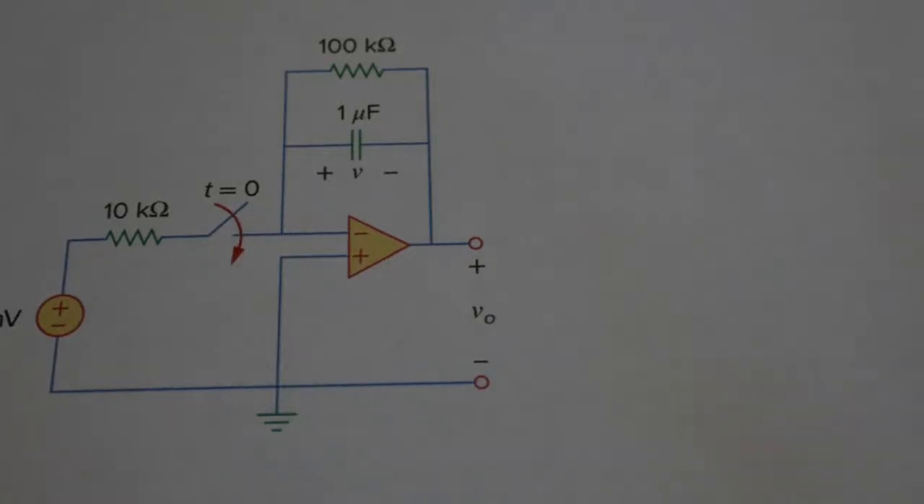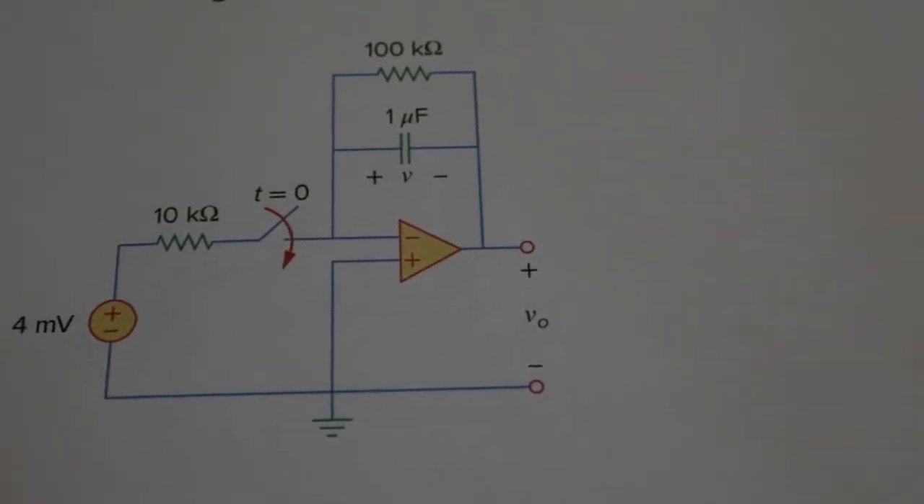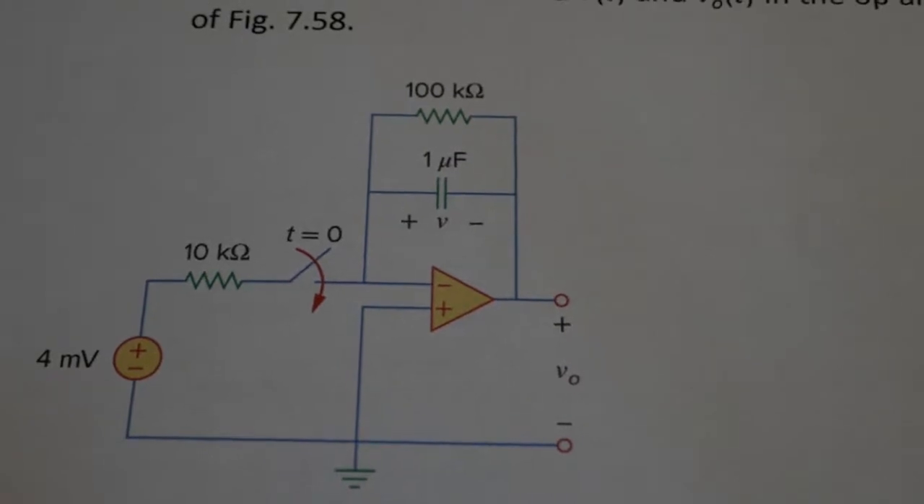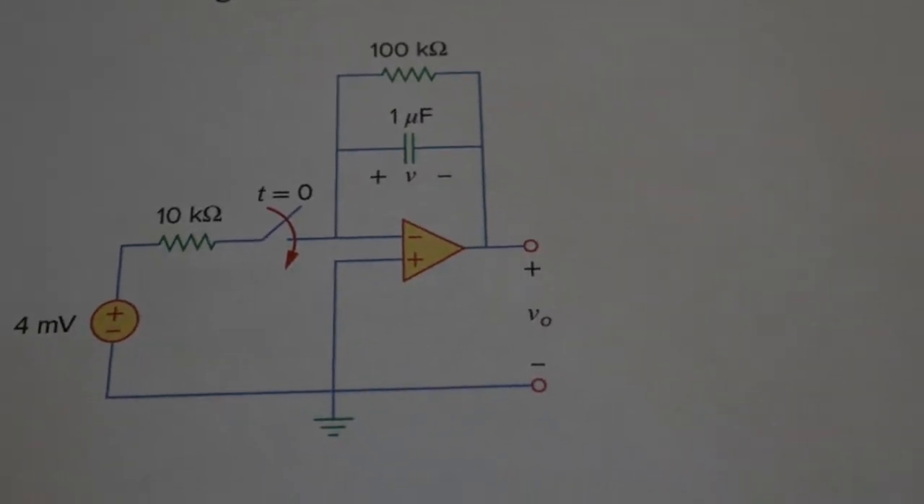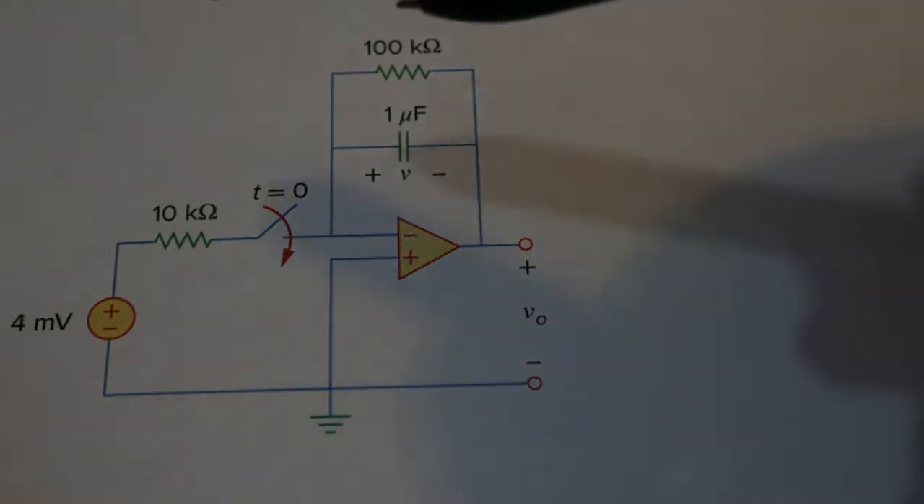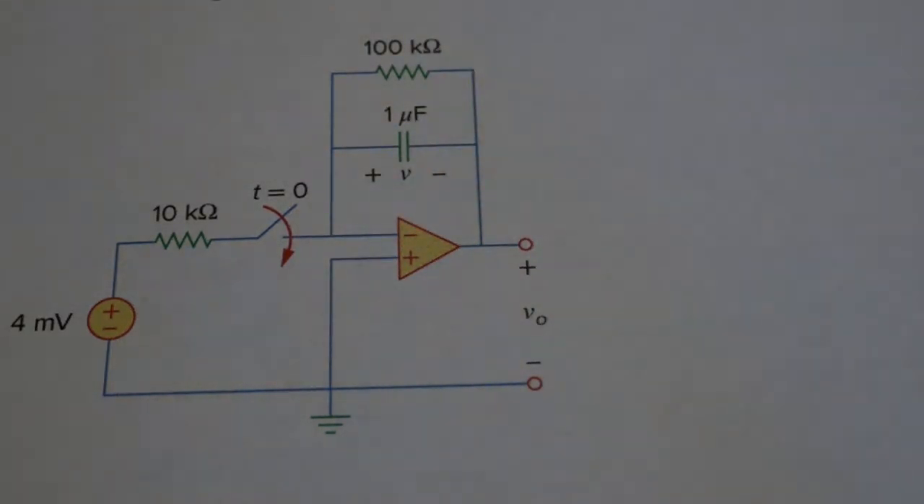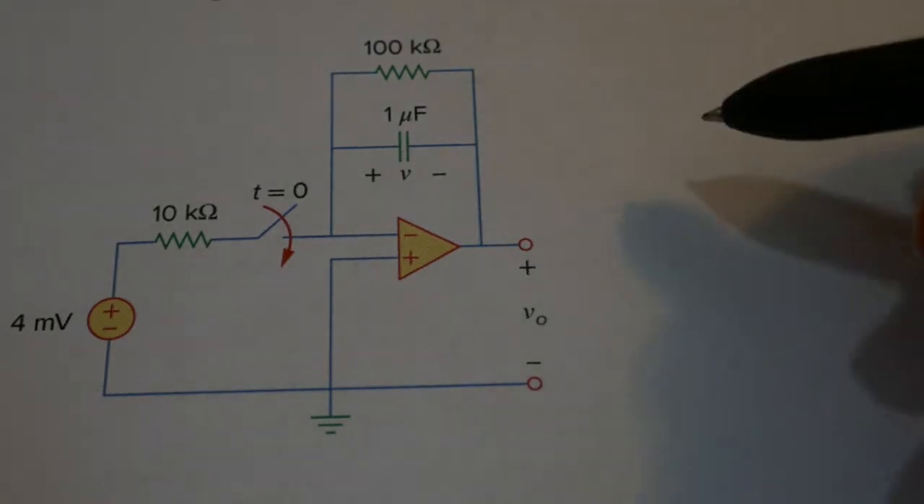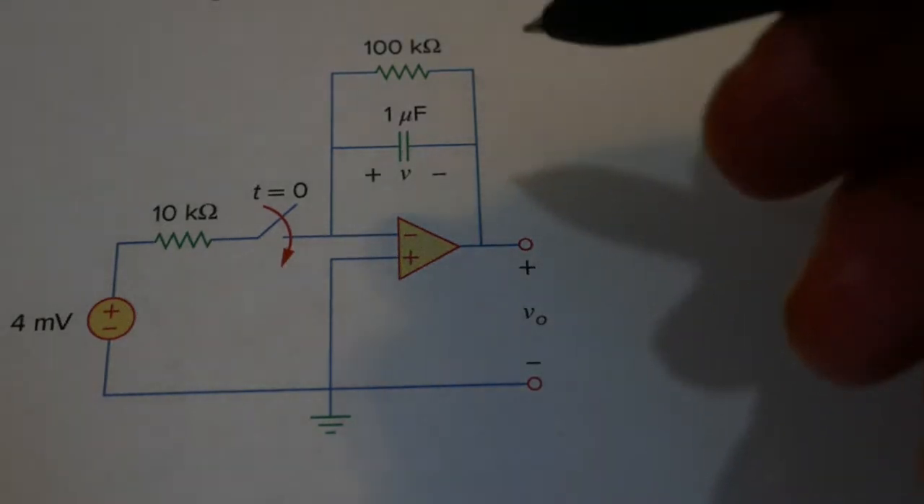Here we're doing practice problem 7.15. Now here, again, the switch closes at t equals 0, and the capacitor node is initially going to have 0 voltage. So once we, nothing's going to flow.